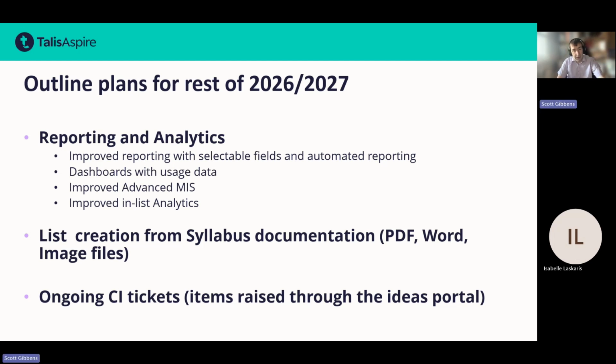We're also going to be doing a list creation tool. A lot of people have been saying they create syllabuses, usually for accreditation and other reasons, in Word. They might have a piece of software that they have to store these in, and then when you have to create a reading list as well, you just have to get that on screen or download that and start adding it to Talis. So this idea is you export that from whatever your software is, export it to PDF, Word, or even an image file, and import that straight into Talis.